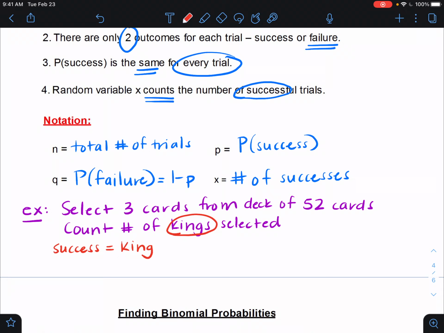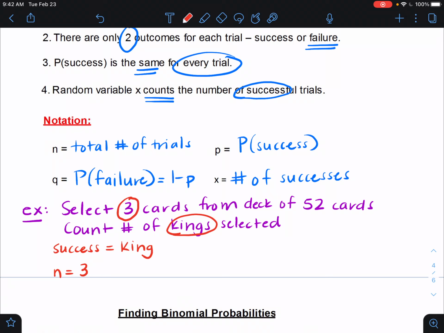Now based on that, I'm going to run through my properties and try to define the values of n, p, q, and x. n represents the total number of trials. I have to know how many times I'm going to run this particular experiment. How many people am I going to interview? How many times am I going to flip the coin? In this case, how many cards total am I going to select? Right there I can see this experiment's going to run 3 times. I'm going to look at what happens when I select 3 individual cards. So we're good there.